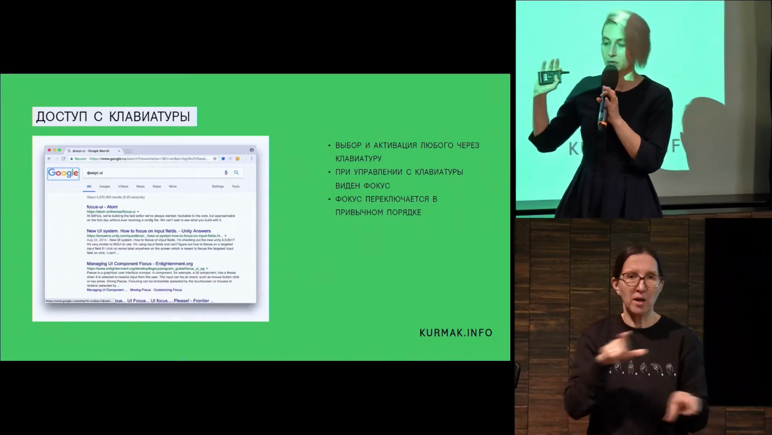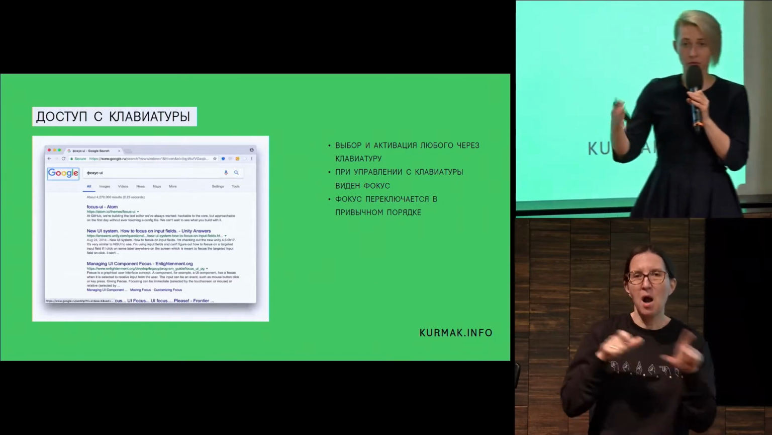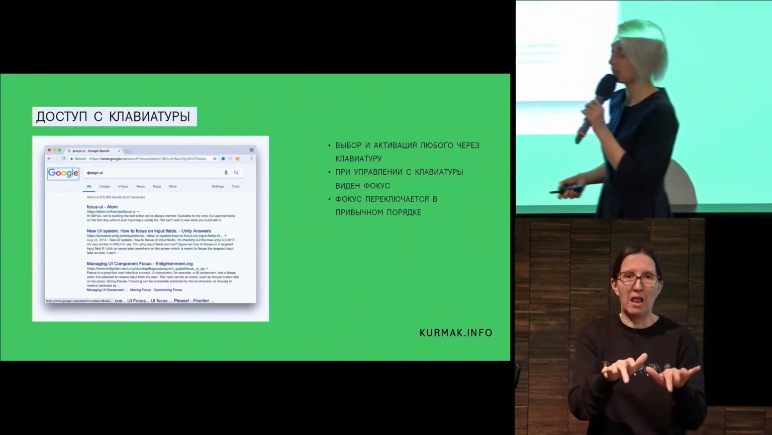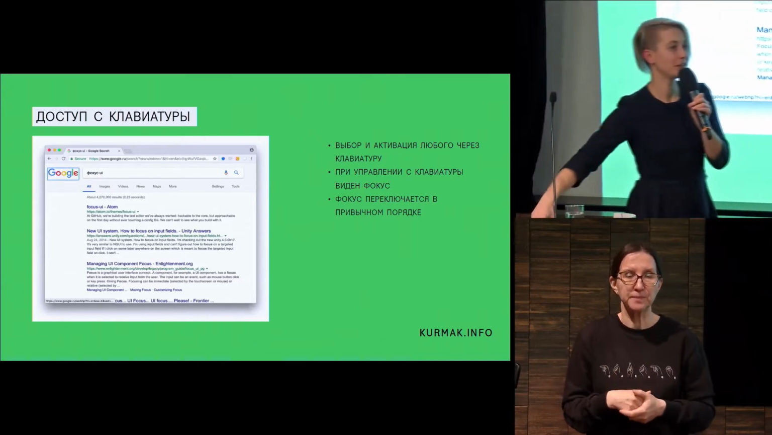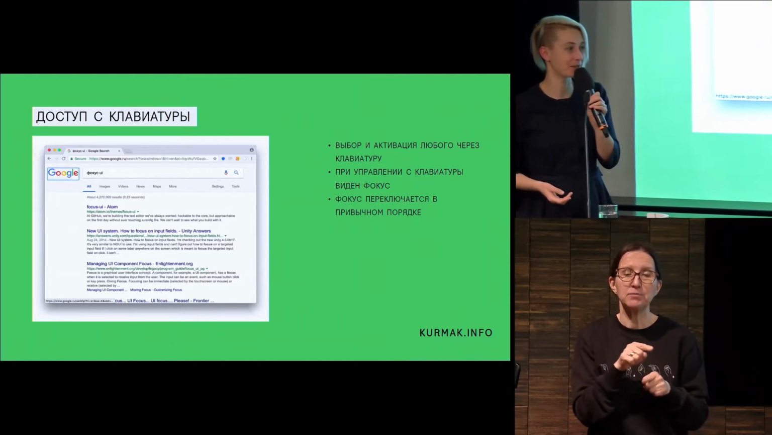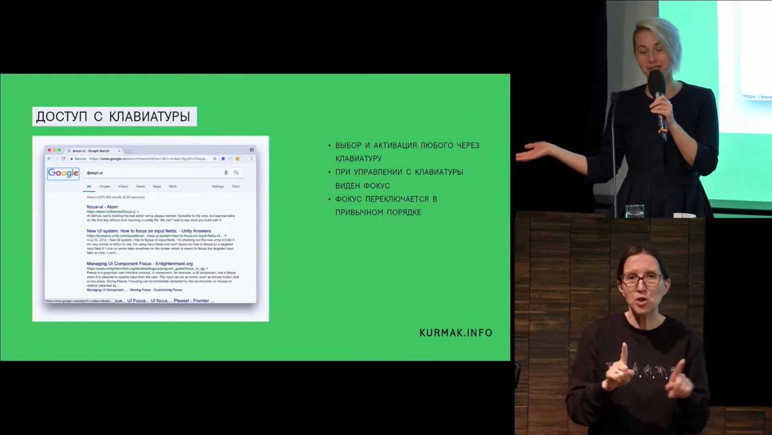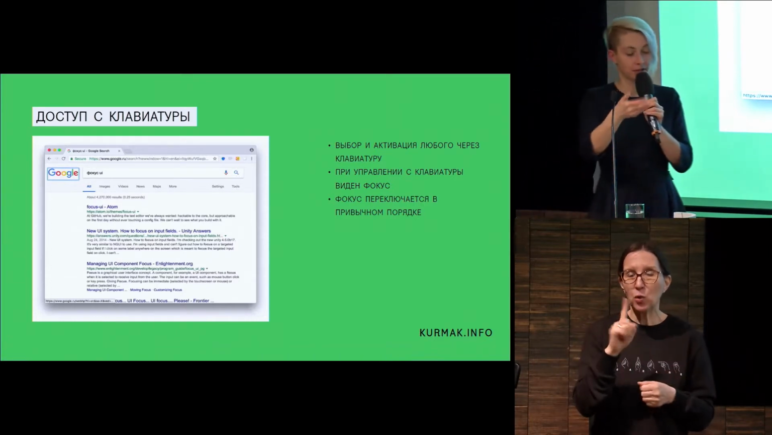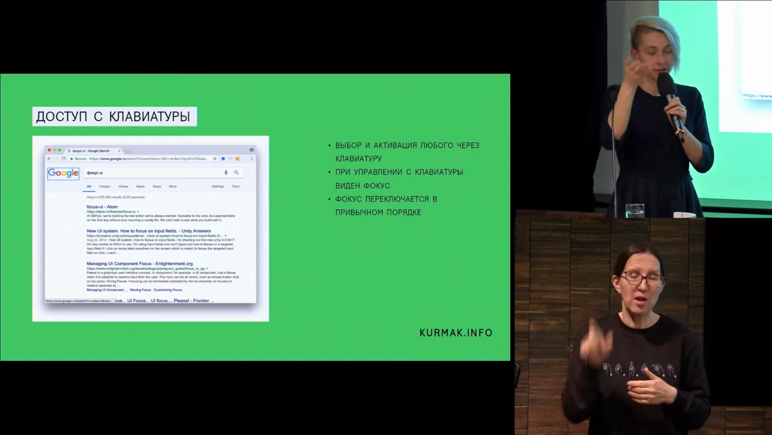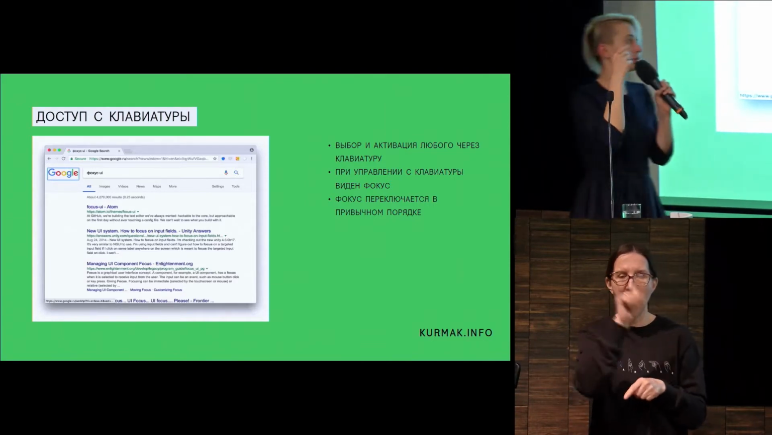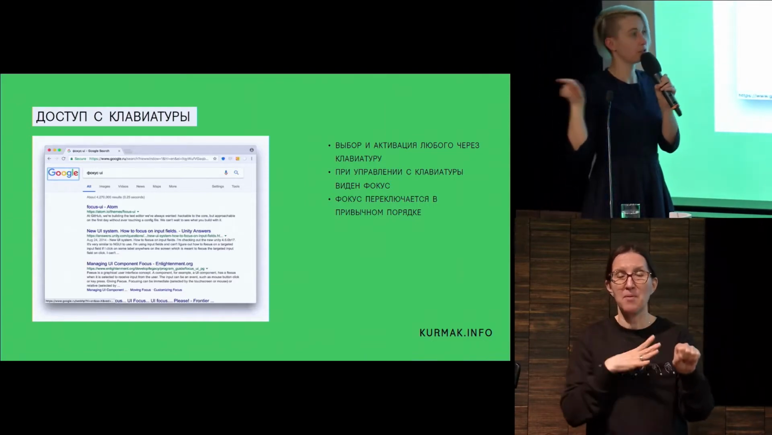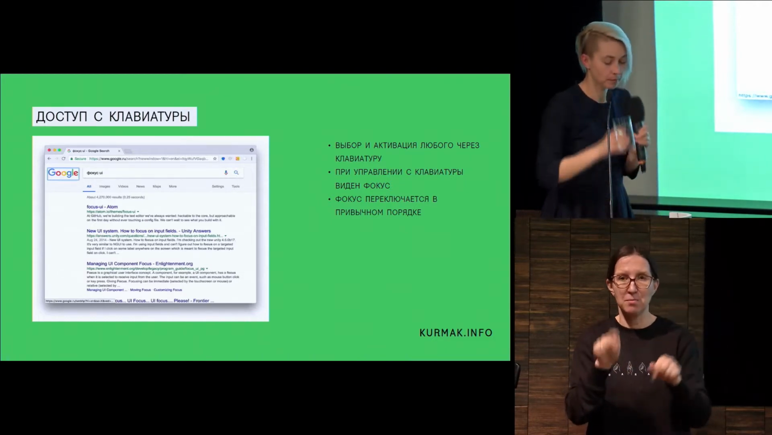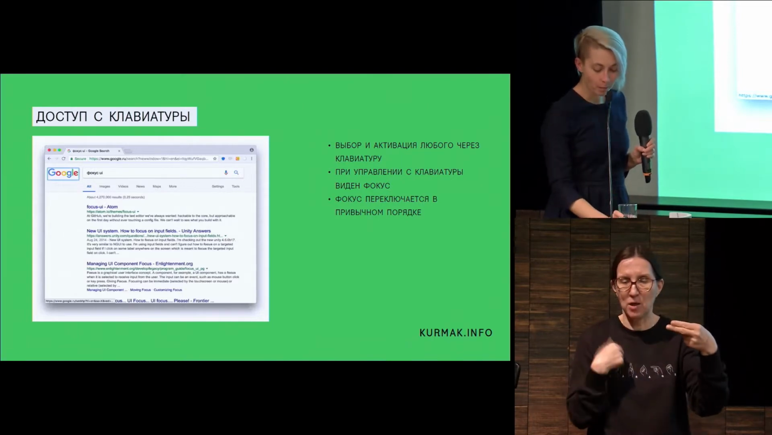Keyboard access. There are people who are paralyzed, who can't use the computer mouse, so they have to use the keyboard. What is important here? It will be perfect for the keyboard access to be functional. And another thing, since a person manages the interface, it's important for them to understand where the focus is. So when they click on the next element, it has to be highlighted. It doesn't always happen.